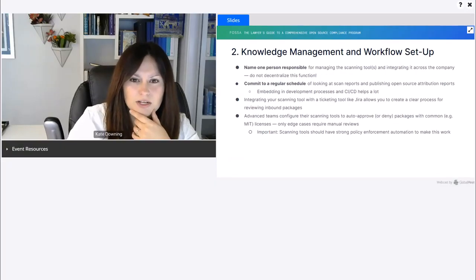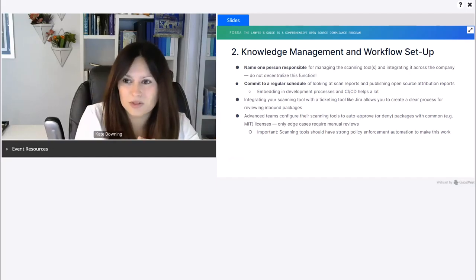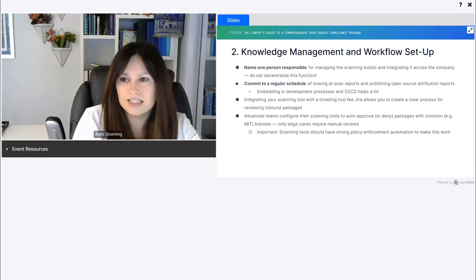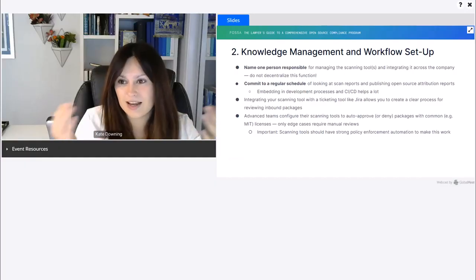Okay, knowledge management and workflow. When you're setting up these open source tools, you're generally going to be working with a specific person who's going to help set up the tool. This is the person who's going to install it internally. This is the person who's going to integrate it with the company's various repos. This is the person who's going to show their teams how to get involved and how to use that tool.